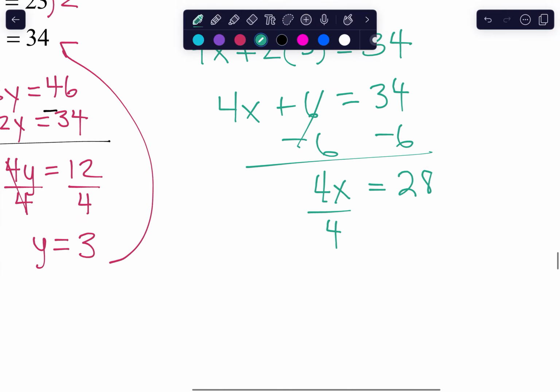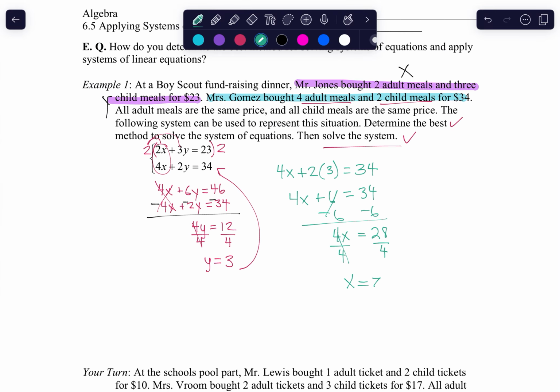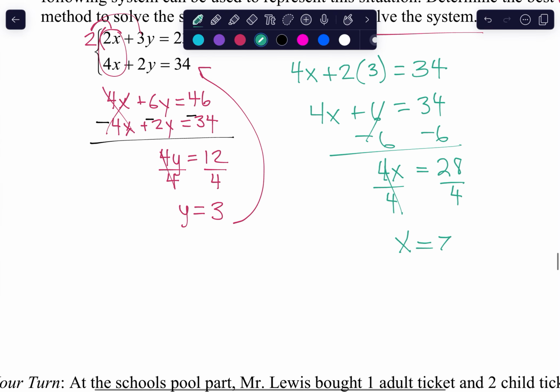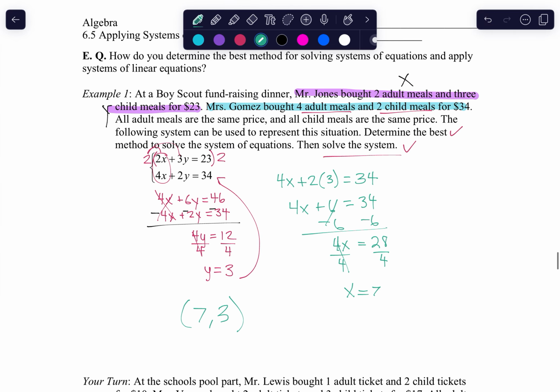Divide both sides by 4. And we get x equals 7. So that means our ordered pair would be 7, 3. But let's see what that means in relationship to this problem. They bought 2 adult meals. So we already know how many adult meals they bought, and that's x.